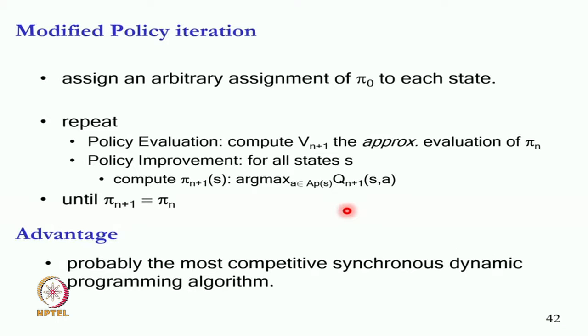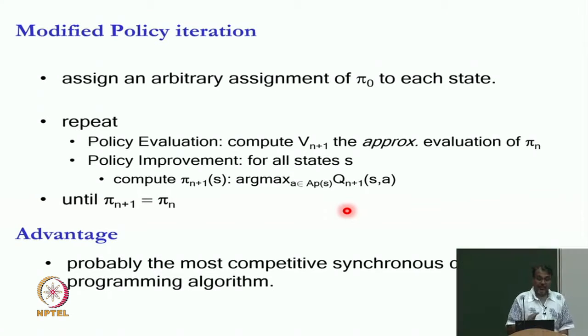It is probably the most competitive synchronous dynamic programming algorithm. So, let us understand the word synchronous. The word synchronous means that in one iteration I go over all states synchronously, one after the other. That is called the synchronous dynamic programming algorithm. So, typically value iteration takes many more iterations to converge, policy iteration takes very few.